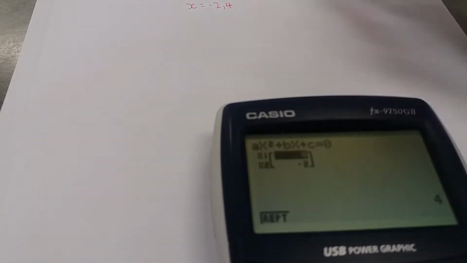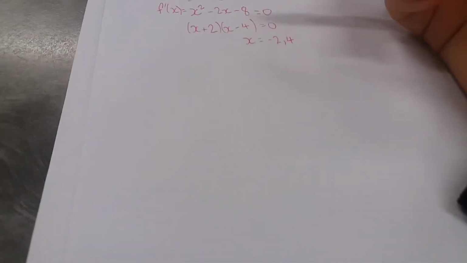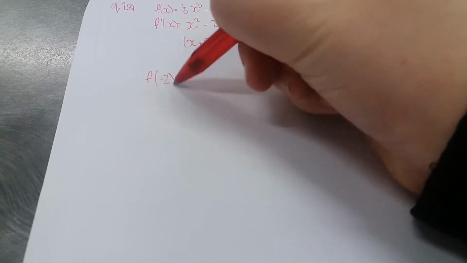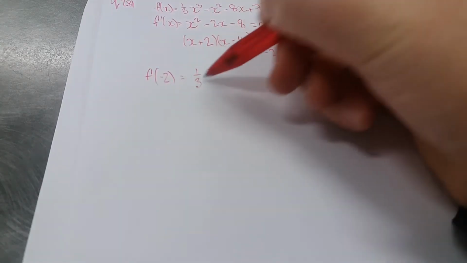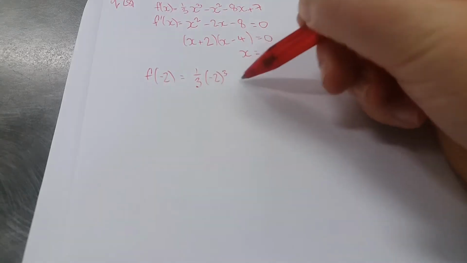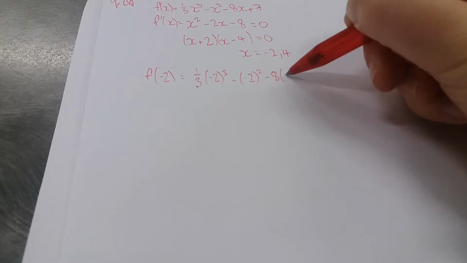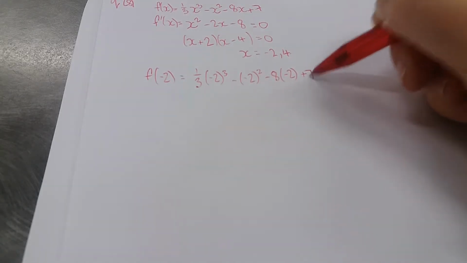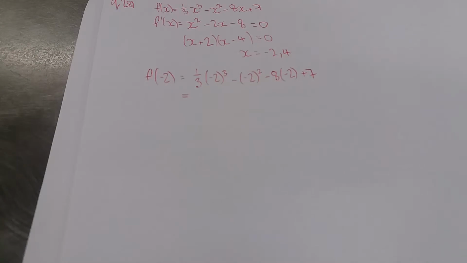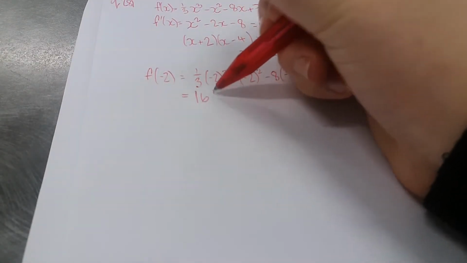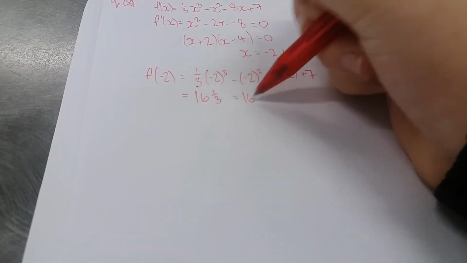Okay, once we have those solutions, we need to go back to our original function and find the y coordinates for those 2 points. So f of negative 2 equals 1/3 of negative 2 cubed minus negative 2 squared minus 8 times negative 2 plus 7. And this gives us 16 1/3 or 16.33.